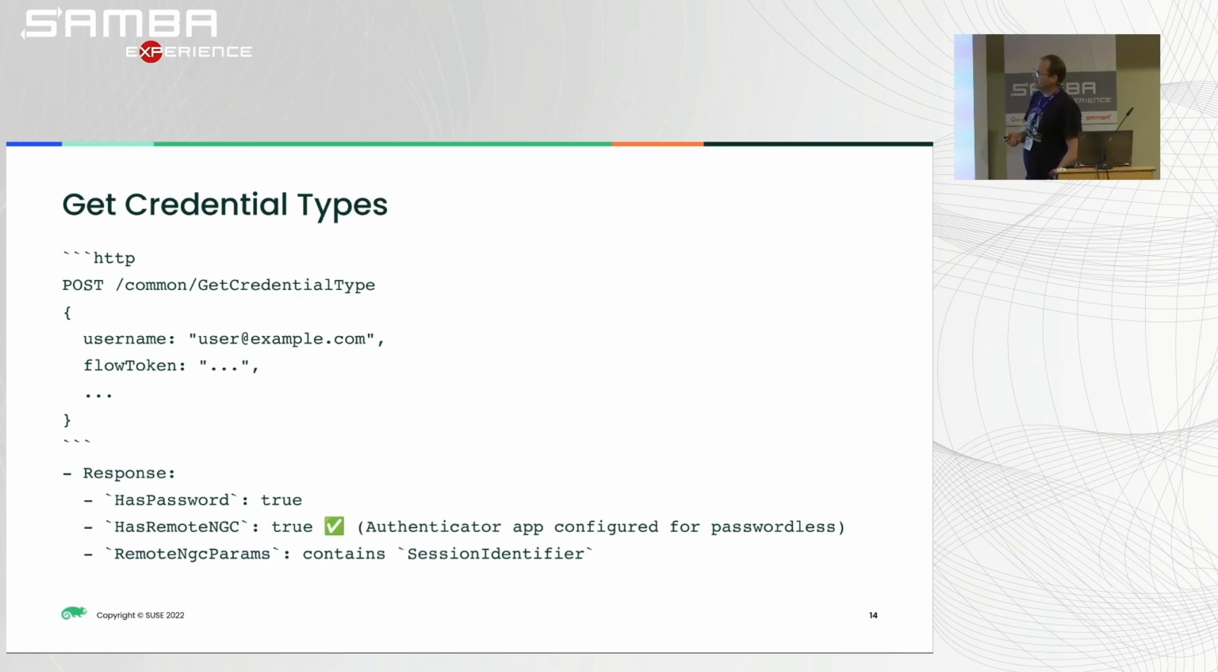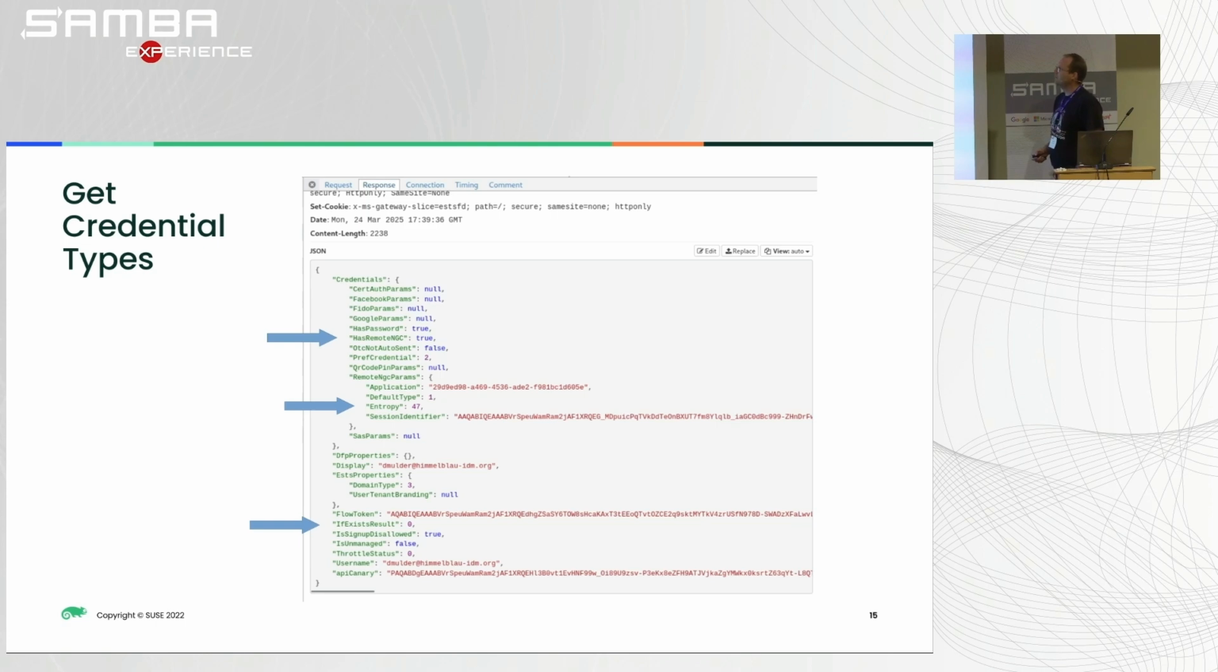The get credential type sends a response that lets us know lots of important information, but for us, it tells us whether or not, for example, it has a password assigned to the account. It also tells us if the authenticator app is configured for passwordless authentication. And if it is, it'll have this remote NGC params, which will help us perform the passwordless authentication. And this is what the response looks like. This is kind of small, but I wanted to show you.